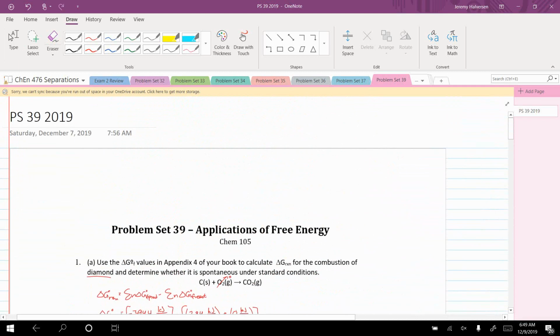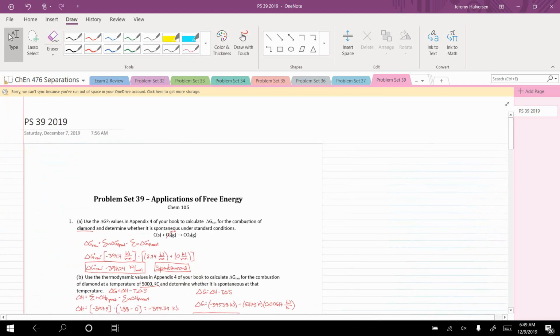All right, that's applications of free energy. Problem set 39. That's the last problem set of thermodynamics, and it's actually the last problem set of the class, so congratulations.